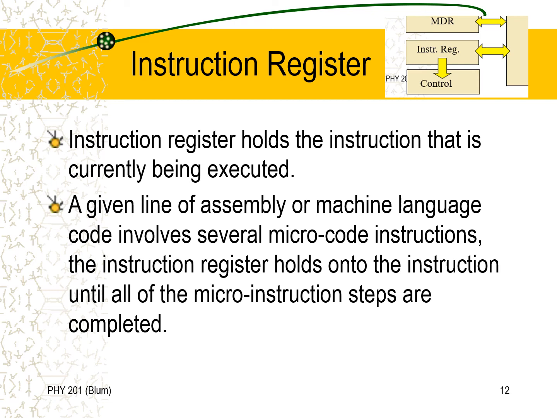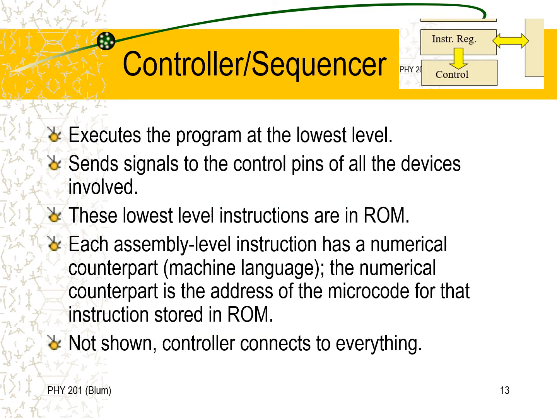There's a single directional arrow to control. That is the ROM. That is what knows how to execute the instruction. That's where the microcode actually is. Next is the controller sequencer. It is here in the controller sequencer. That is the ROM. It is where the microcode lies. This is where the ability for the devices, the hardware, to do anything lies. And so it executes the program at this lowest level, but it's a firmware level.